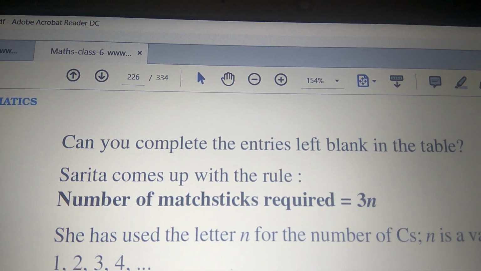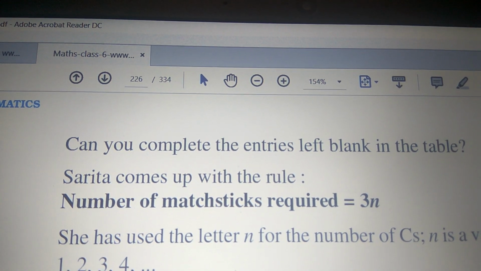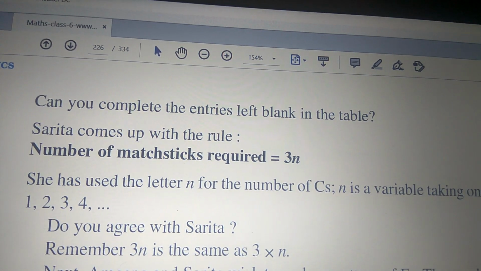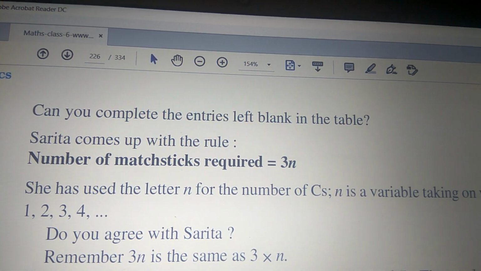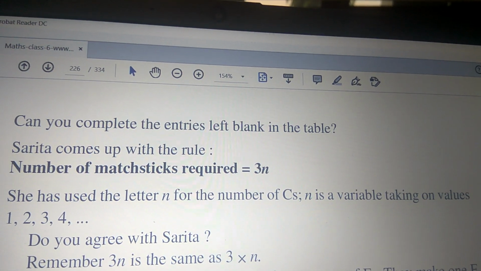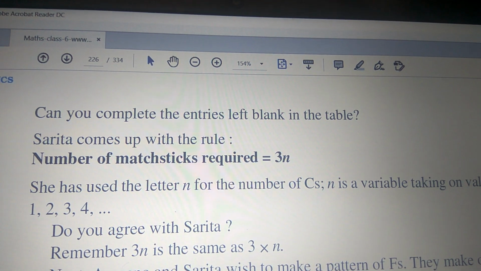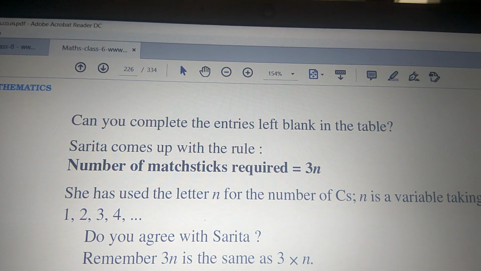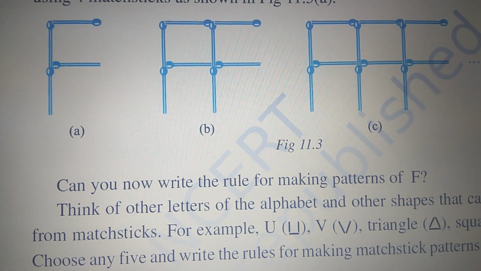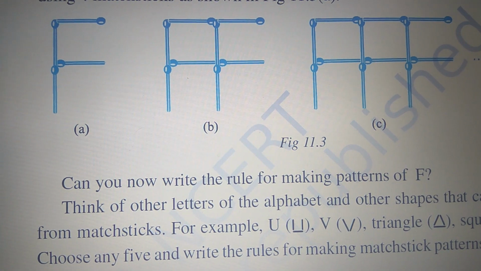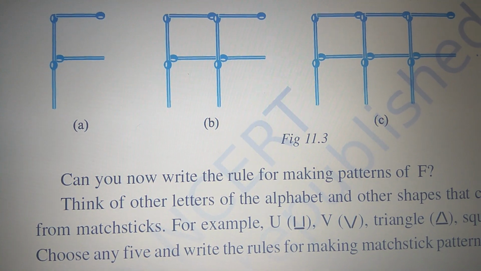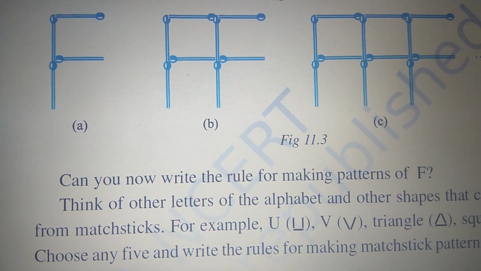When n is equal to 1, 3 into 1 is 3. When n is equal to 2, 3 twos are 6, right? So here we have used the letter n for the number of C's. n is a variable. Taking the values n equal to 1, 2, 3, 4, we will get that table, right? So here 3n will be there. So students, take matchsticks and try to find out how many total matchsticks are required. Prepare the table and prepare the general formula for the letter F.